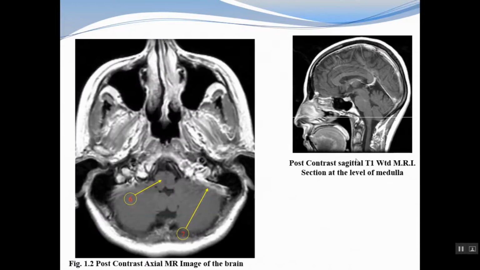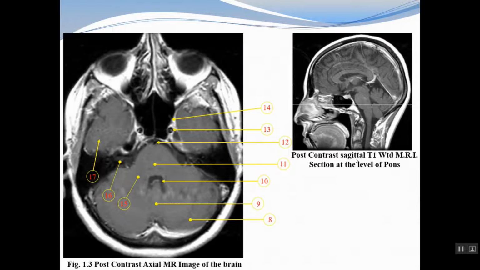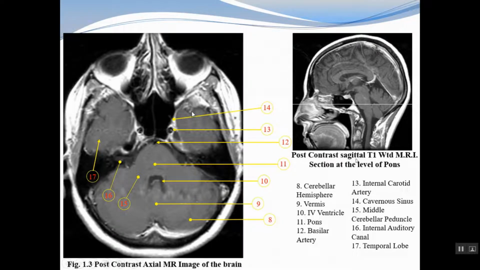Next slide should be at the level of the medulla oblongata. We see 2 major structures: the medulla oblongata, sigmoid sinus, cerebellar hemisphere, part of the cerebellar vermis. This is at the level of the pons. We will see here the following structures. First of all, this is the left cerebellar hemisphere, and this is the vermis, and this is the fourth ventricle. This is the pons, basilar artery. This is the dark point, the basilar artery, and here is the internal carotid artery, and this is the cavernous sinus, part of the cavernous sinus. This is the middle cerebellar peduncle, and this is the internal auditory canal, and this is the temporal lobe.